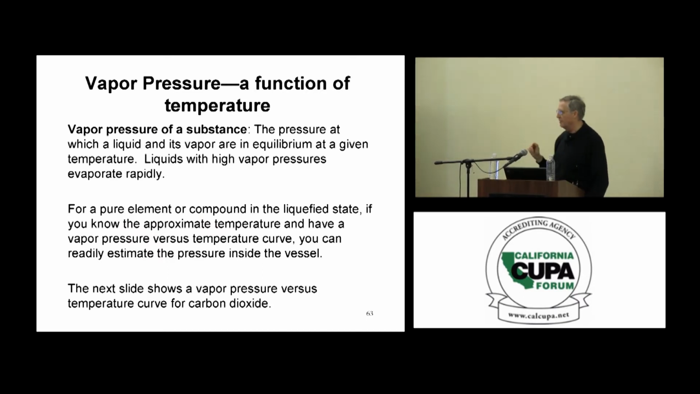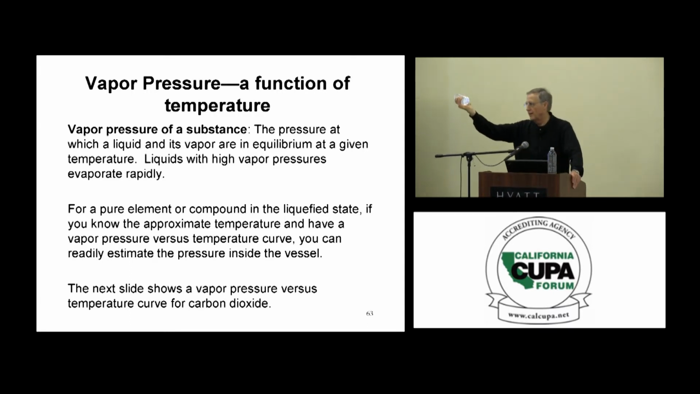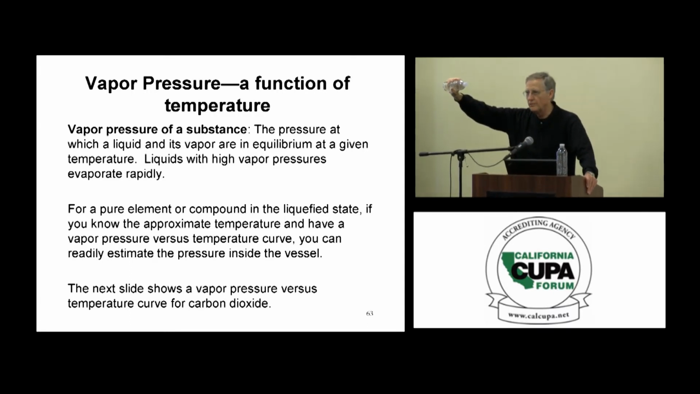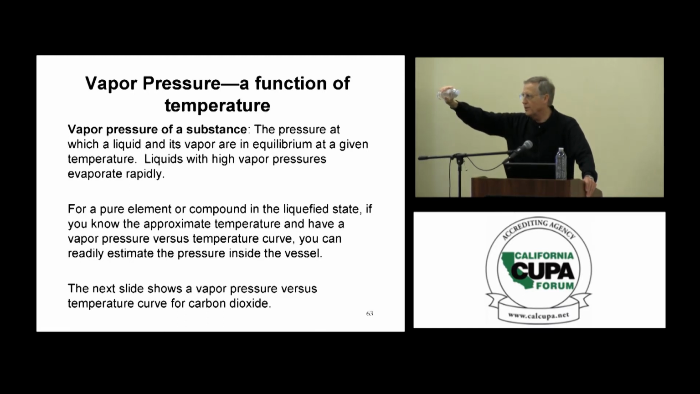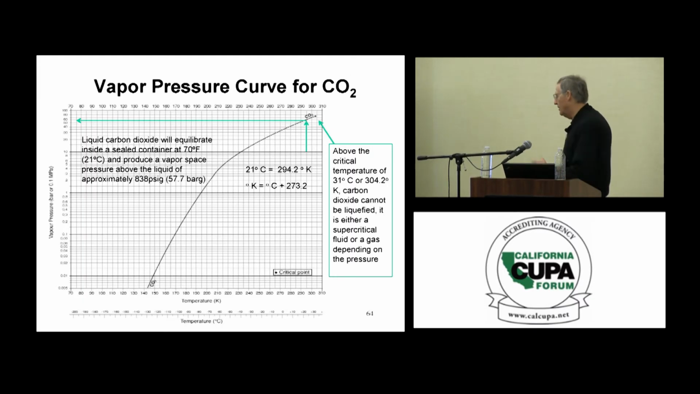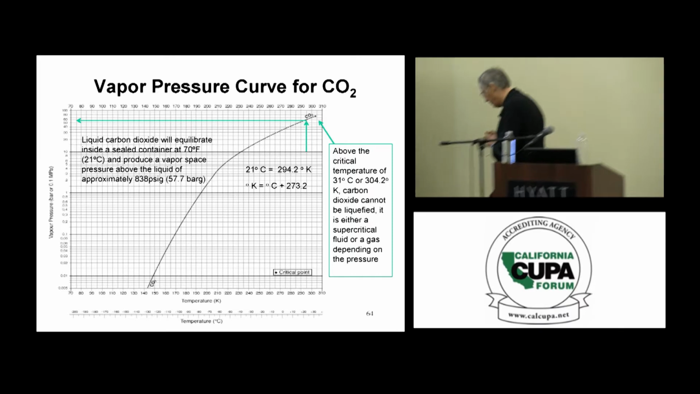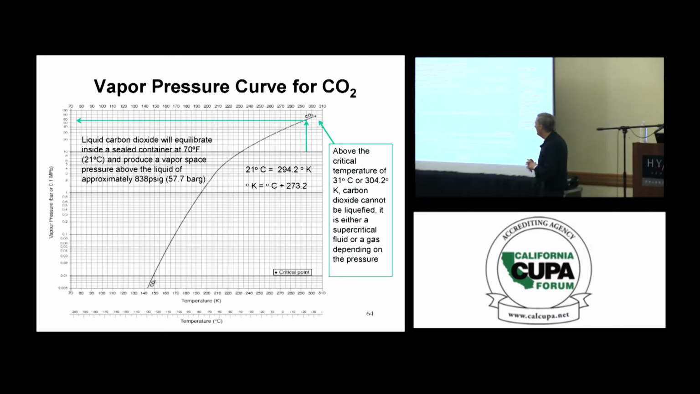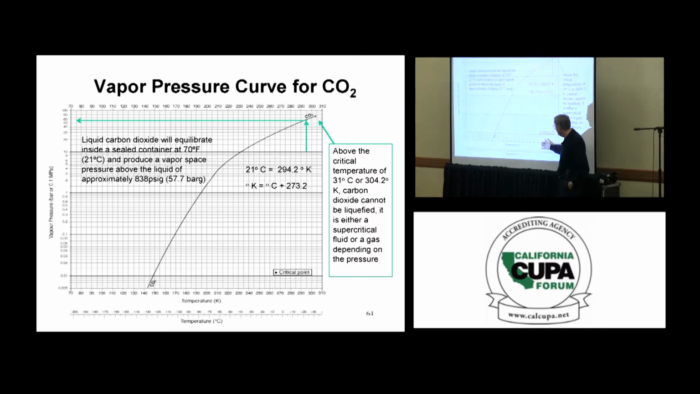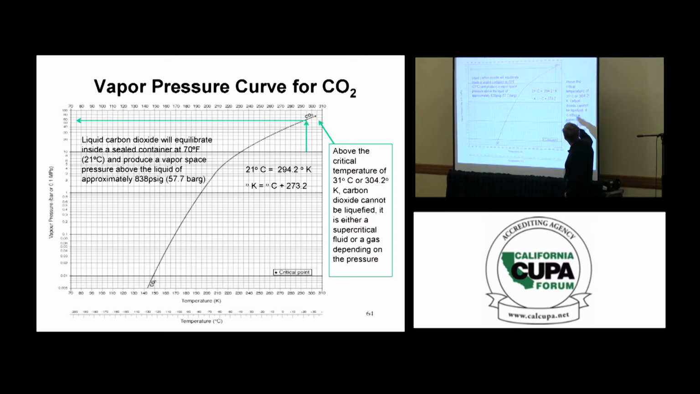Now, vapor pressure of a substance. I've got this hypothetical pressure vessel with CO2 in it. If I know the temperature of the contents, I know the pressure. Conversely, if I know the pressure, I'll know the temperature, if it's at completely mixed equilibrium conditions inside the tank. So here's the vapor pressure temperature relationship for CO2, with temperature in degrees Kelvin and degrees centigrade.